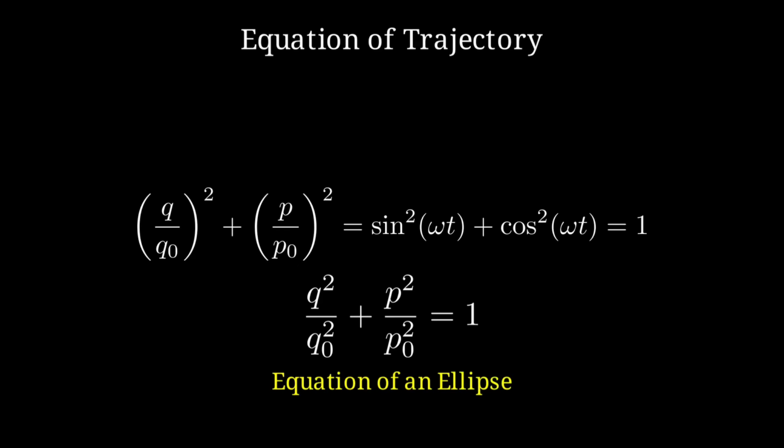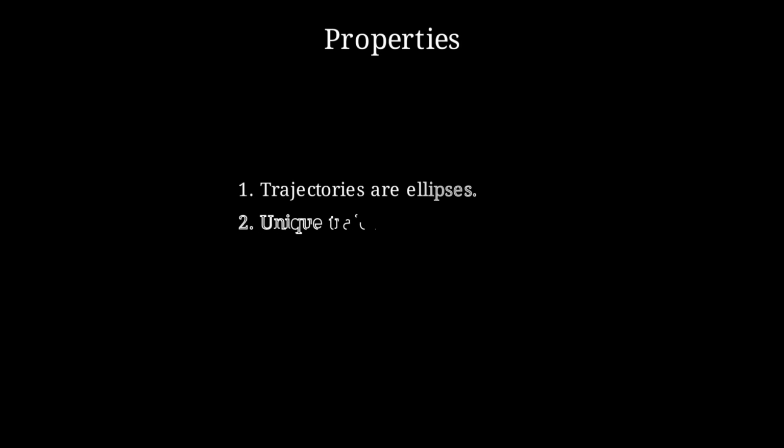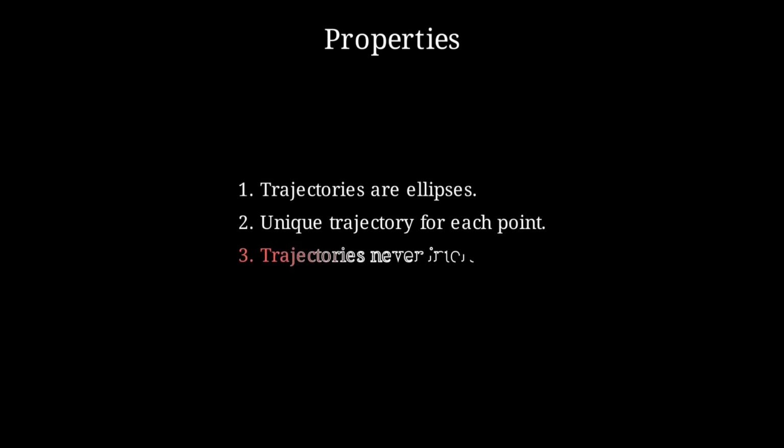A key property to note is that the phase trajectories can never intersect. Why? Because if they did, the intersection point would represent a state from which the system could go in two different directions. That would violate the deterministic nature of classical mechanics. Given a state, the future is uniquely determined.